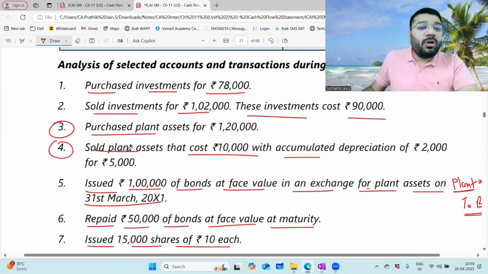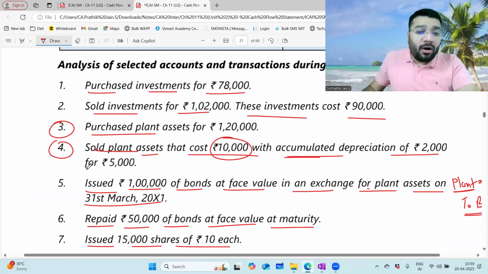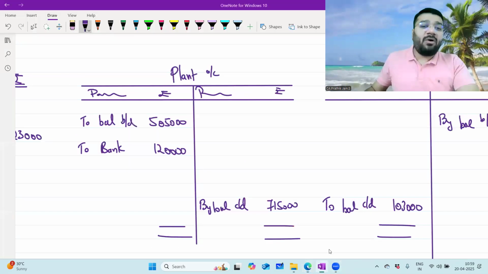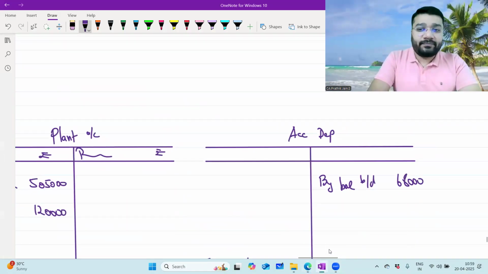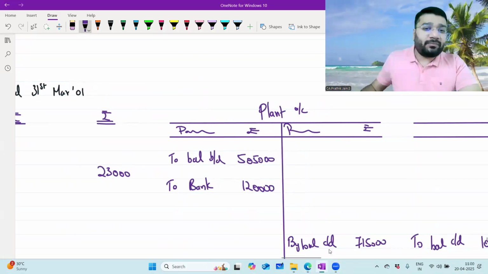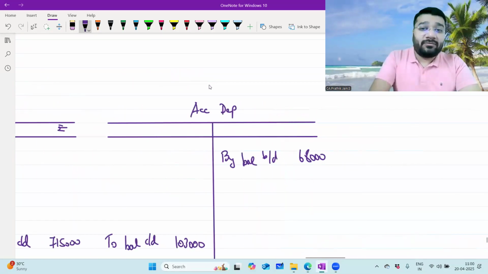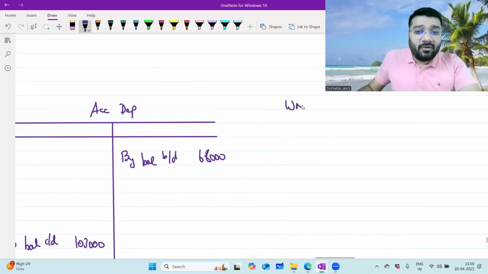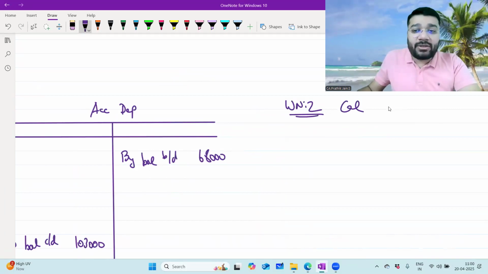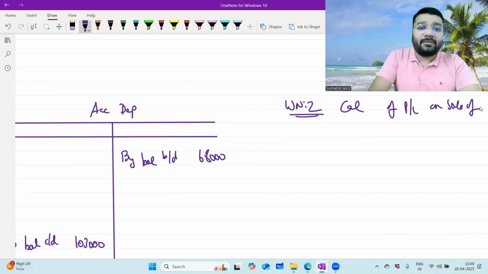Fourth one, sold plant assets. Sold plant that cost 10,000 with accumulated depreciation 2,000 for 5,000. So now, working note. This itself is a working note. For this, one more working note. Working note number 2, calculation of profit or loss on sale of plant.